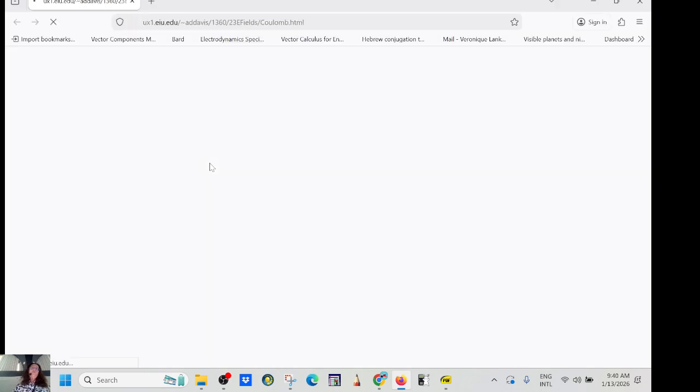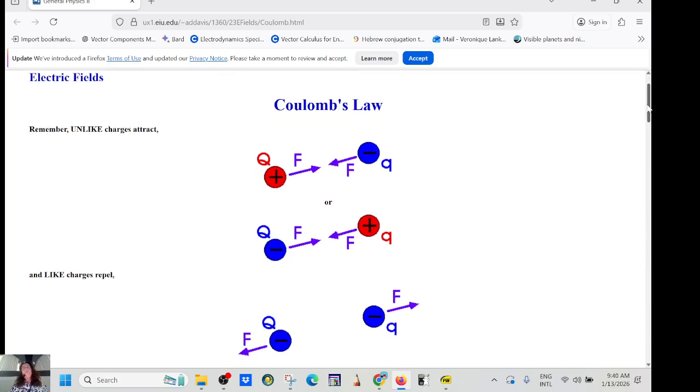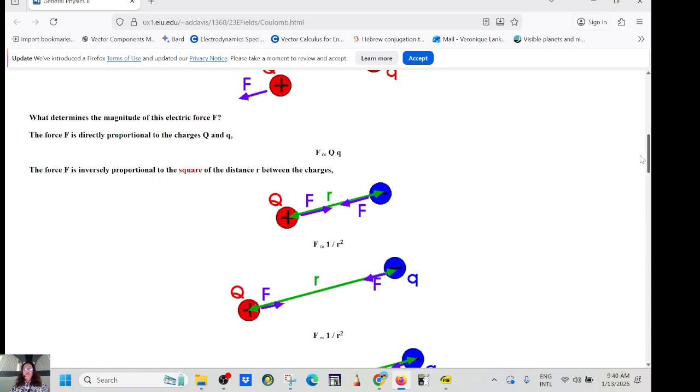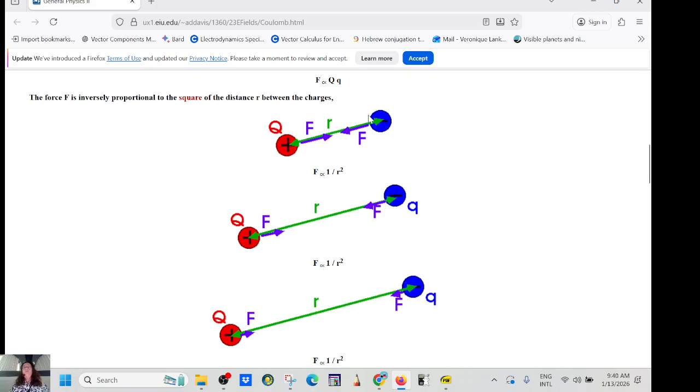Here, it's another free, lots of free stuff. So positive and positive repel, negative and negative repel, positive and negative attract. But first of all, Newton's third law: you cannot pull without being pulled, and you cannot pull more than you are being pulled, which means the force is always the same.